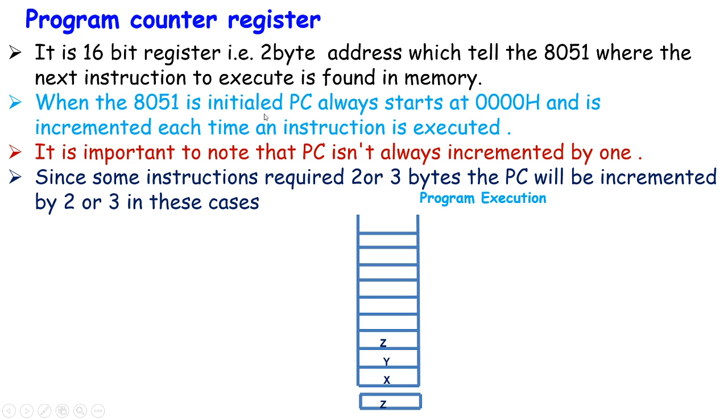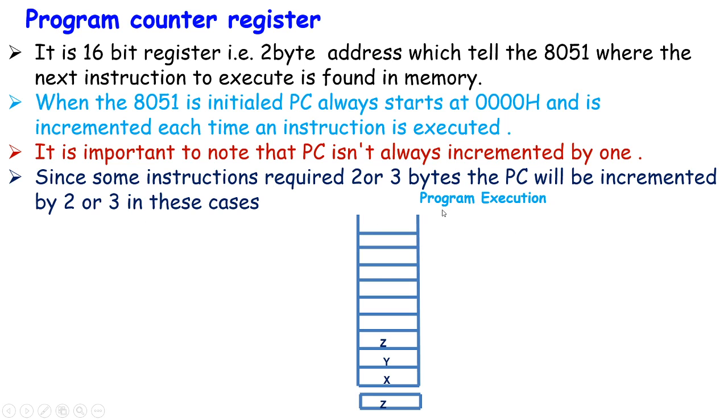When the 8051 is initiated, PC always starts at the initial address 000H and is incremented each time an instruction gets executed. It is important to note that PC is not always incremented by 1. According to the instruction bytes, it may be incremented by 2 or by 3 also.